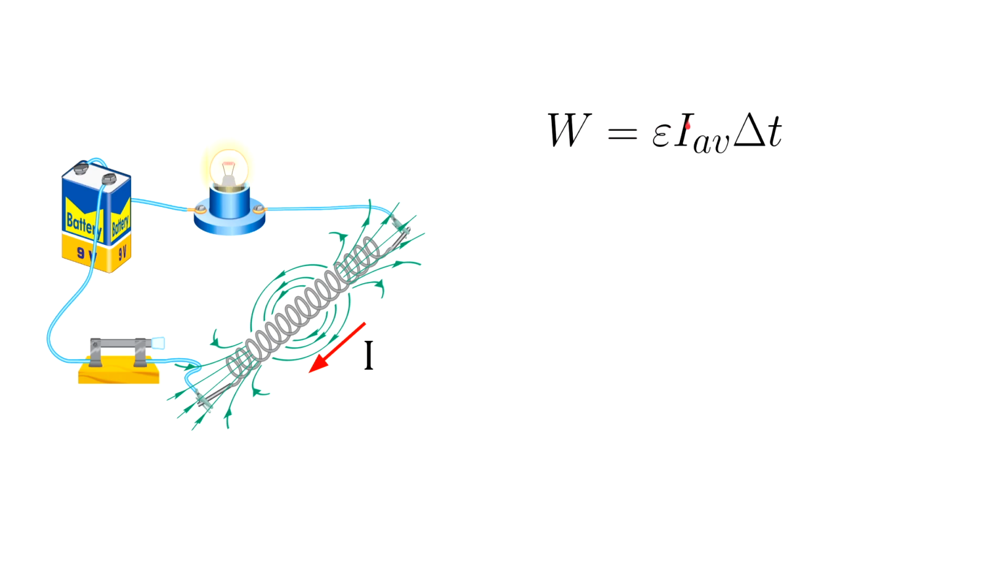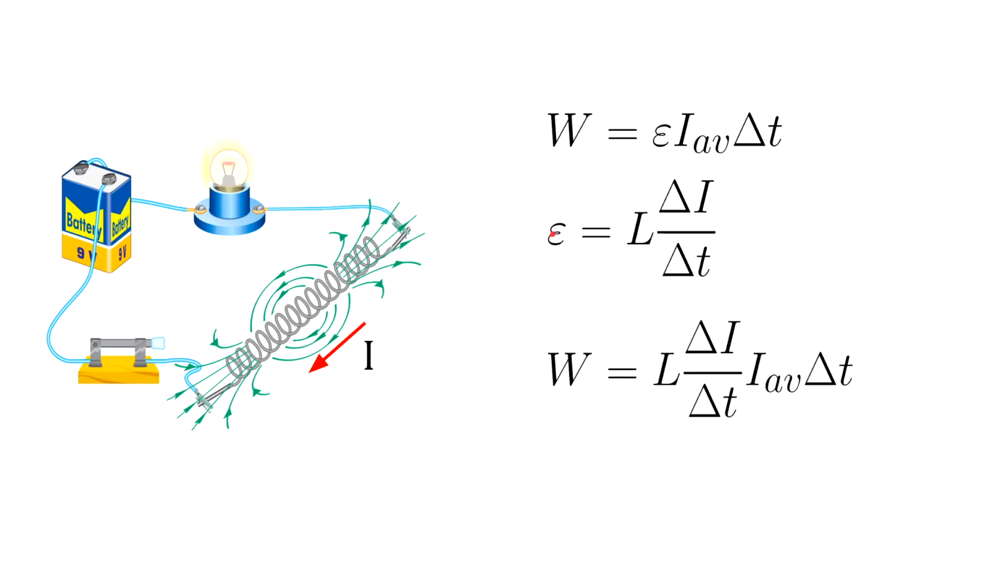So why do we use the average current here? Because current is not constant through the inductor. It changes with time. That's why I need to use the average current. And the magnitude of the induced EMF we can find by this equation, L times delta I over delta T, and we ignore the minus sign here because all we need is just the magnitude of the induced EMF.